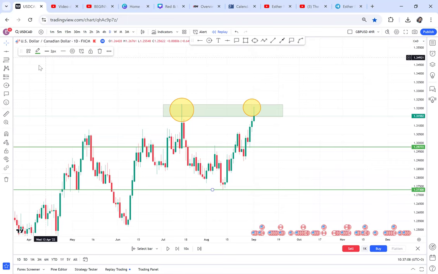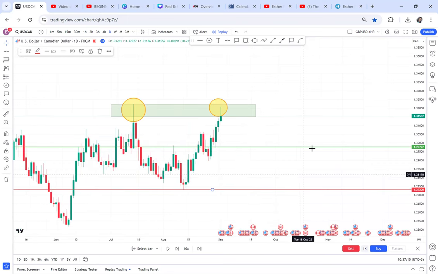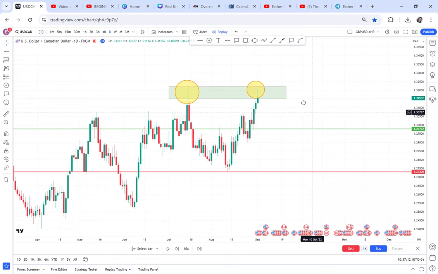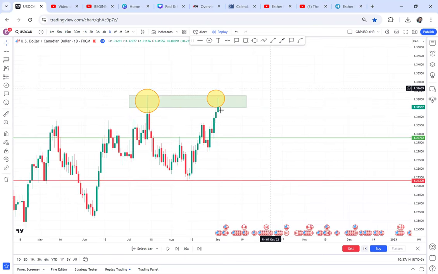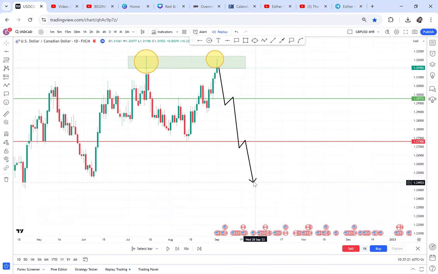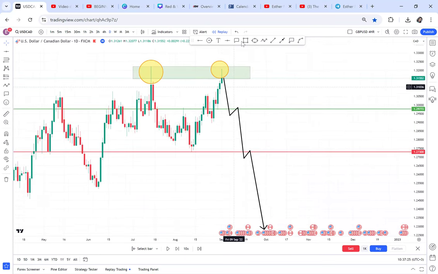Once I mark everything, I can have a complete double top, like that, that breaks the neckline and continues. That's a complete double top, and a complete double top will go this distance.